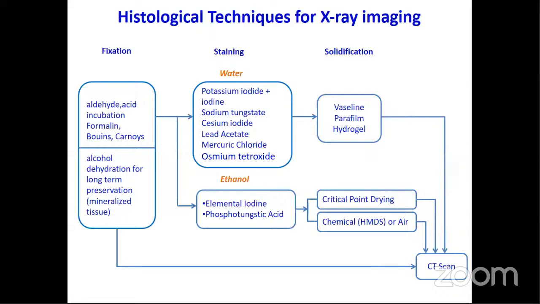Formalin, bone solution, and Carnoy solution are the popular fixatives for soft tissues. For mineralized tissue like bone or cartilage or keratinized materials, people normally go for long-term preservation, which is done in alcohol. And these alcohol-preserved mineralized tissues can be directly taken for CT scan.